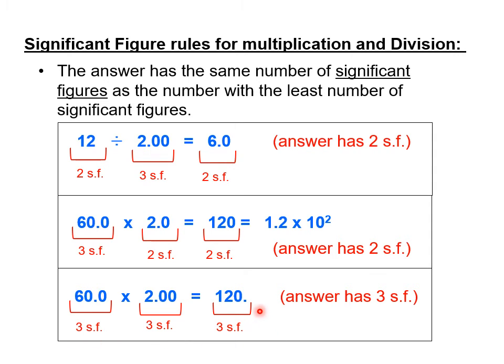So in this case, I put a decimal point at the end after the 0 to indicate that that 0 is not only a placeholder, but also a significant figure. So this number here, 120 point, has three significant figures, whereas up here, 120 without the decimal point is only assumed to have two significant figures.